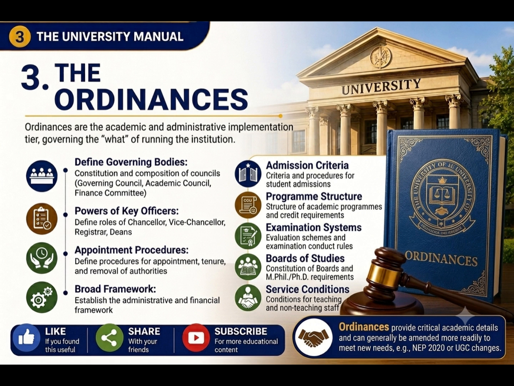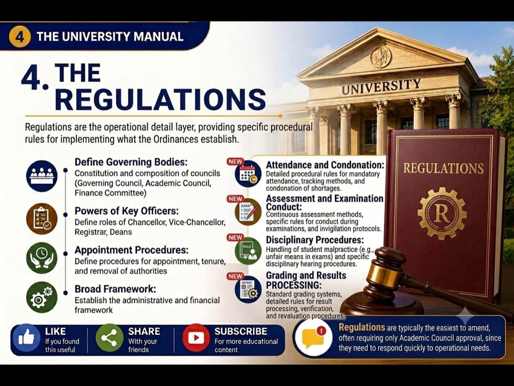Ordinances are usually approved by the academic council and/or executive or governing council and can generally be amended more readily than statutes, since they need to adapt to changing academic requirements. Example: NEP 2020 implementation, new UGC regulations.